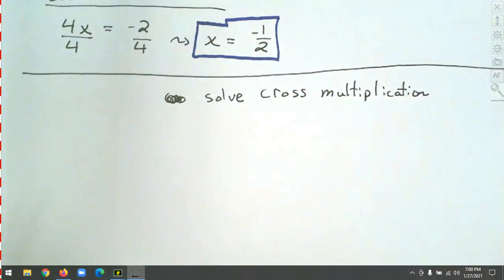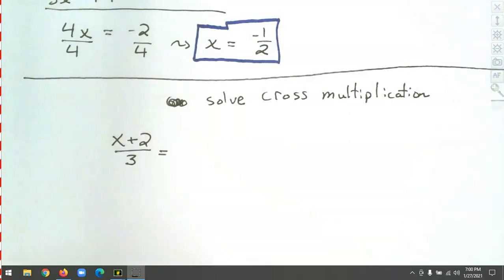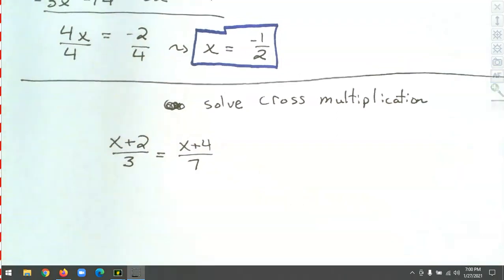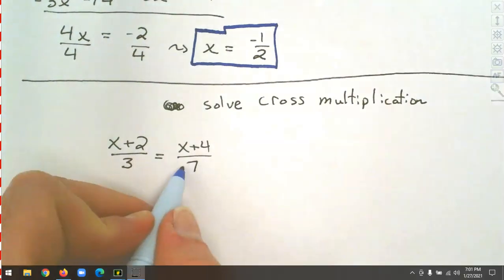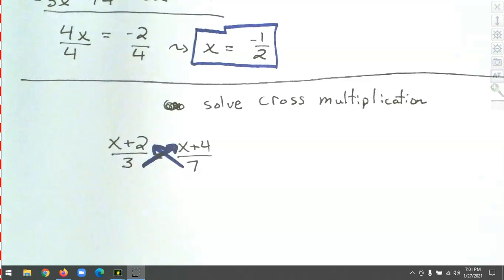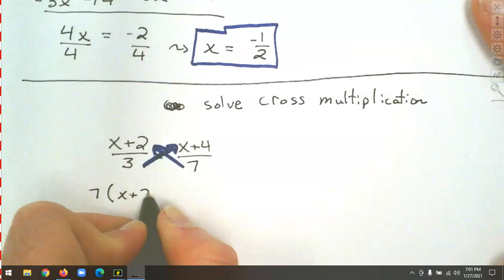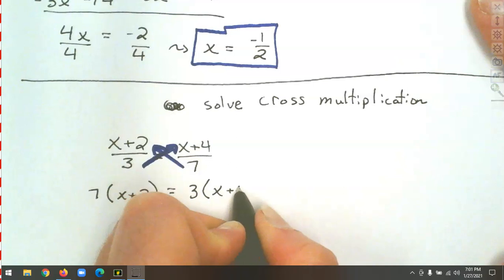So to use cross multiplication, we've got x plus 2 over 3 equals x plus 4 over 7. And this is a technique that works when we have a fraction equaling another fraction. We've got a fraction on the left, a fraction on the right. What we can do is clear our fractions by cross multiplying. So when I cross multiply, I get 7 times x plus 2 equals 3 times x plus 4.